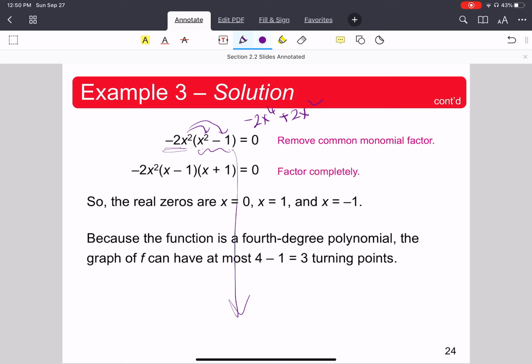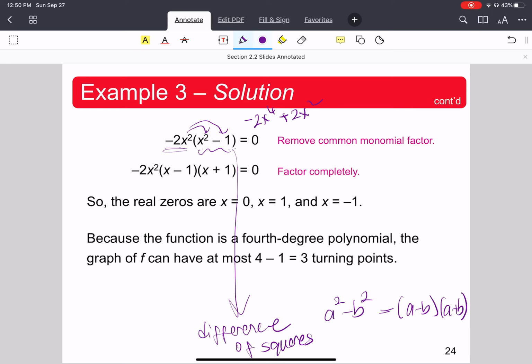The way we do that is, you may remember the difference of squares from algebra. The difference of squares is when you have a squared minus b squared, you can always rewrite or factor it as a minus b times a plus b. You're going to remember to do that, because here I have x squared minus 1 squared, which looks like a squared minus b squared. So that's what we did. After doing that, we ended up having negative 2x squared times x minus 1 times x plus 1 equals 0.